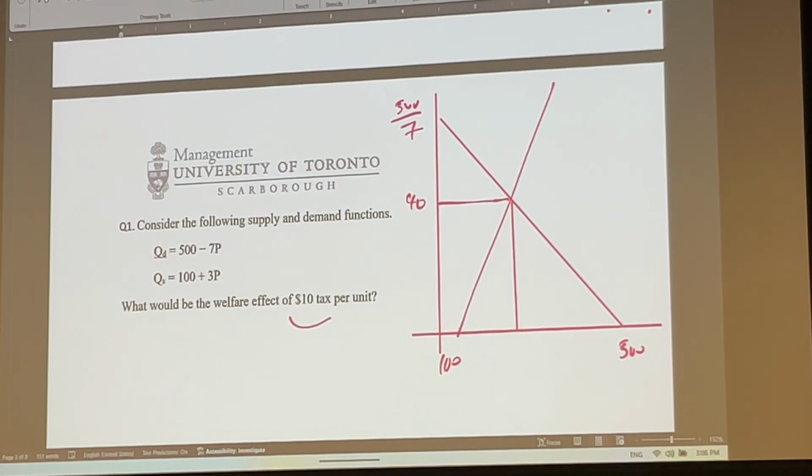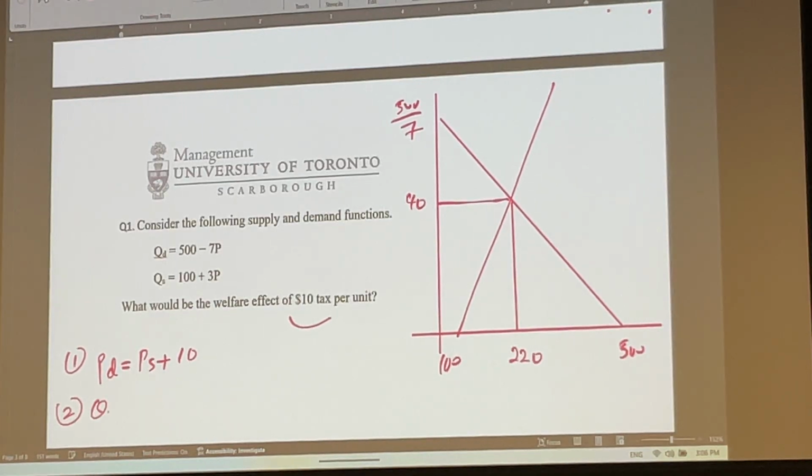So if that's the case, then the quantity would be 220. That's the competitive equilibrium. Okay? When there is a tax, the consumer pays what the producer gets plus the tax.